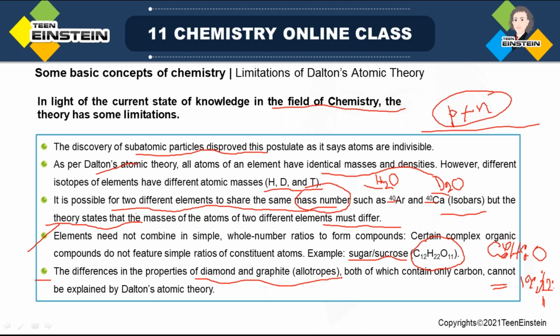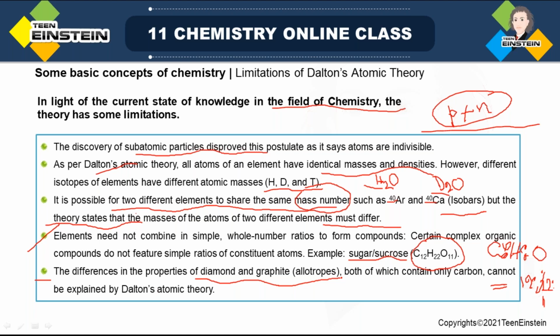So if we ask what is the definition of allotrope: diamond and graphite, these two are allotropes of carbon. There are also other allotropes of carbon. These are two examples, right? If you consider phosphorus, there are also different types of allotropes: red phosphorus, white phosphorus, black phosphorus. So what is the definition of allotrope?